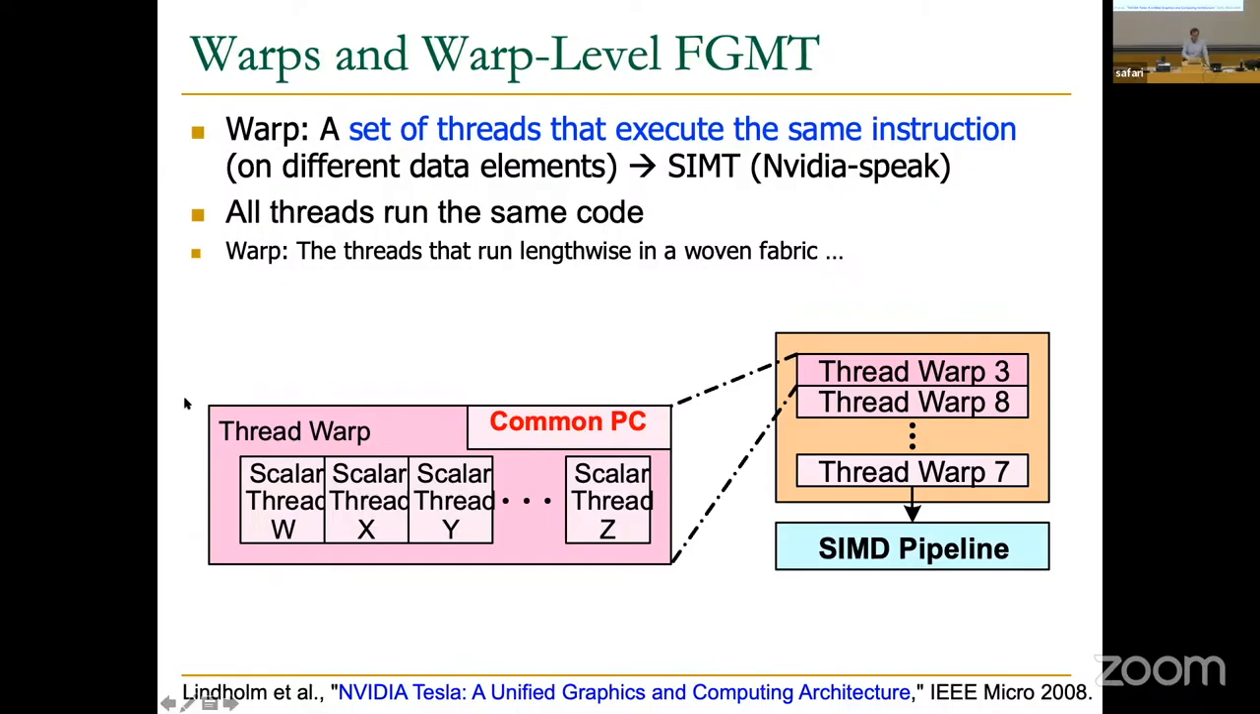So pictorially, this may look like this. You have a thread warp, and you have a common program counter. A warp consists of a hardware-limited number of threads. That's a function of the hardware that you built. Each of them is scalar. And then you may buffer many of them. You may have thousands of them buffered, and then you feed them into a SIMD pipeline internally. In modern GPUs, you actually have tens of thousands of these threads buffered, if you will.